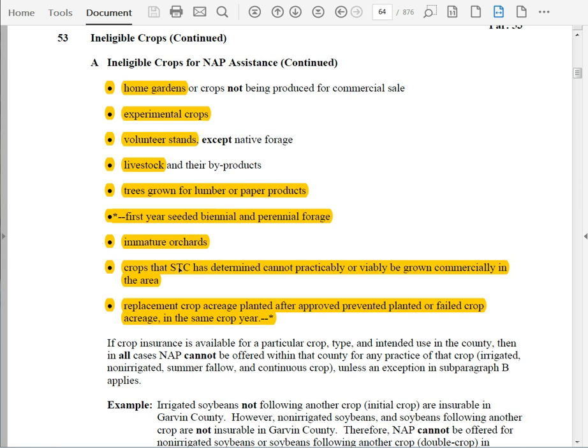Crops which the State Committee has determined cannot be practically or viably grown commercially in the state are out. An example here could be pineapple being grown in New York. We see again replacement crop acreage, which we'll cover more when we get to the double cropped acreage.